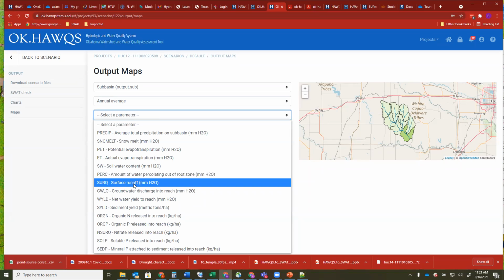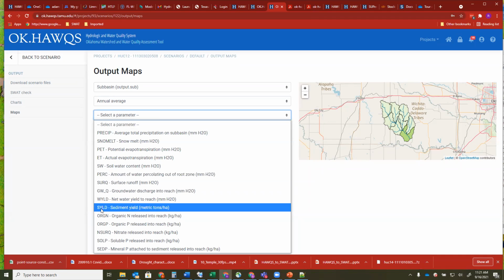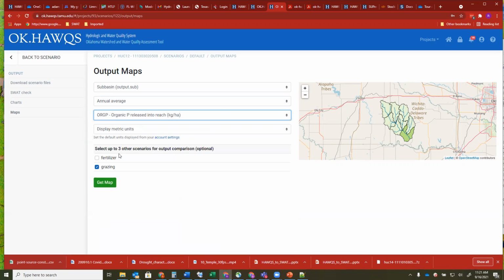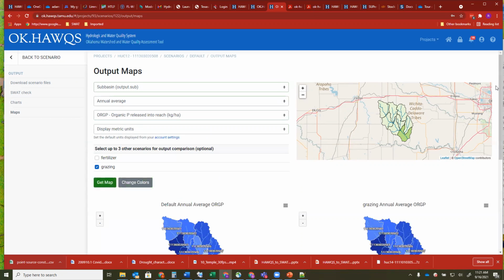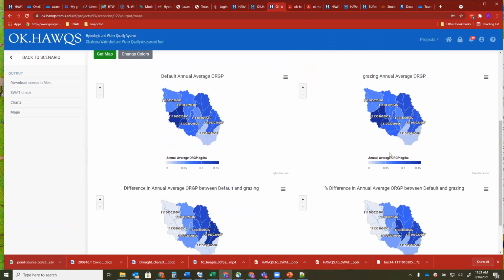Let's say I want to look at things like sediment yield or nitrogen or phosphorus, let's say phosphorus, and get a map. So you'll be able to see the differences here. So this is the organic phosphorus under default, under the grazing conditions.